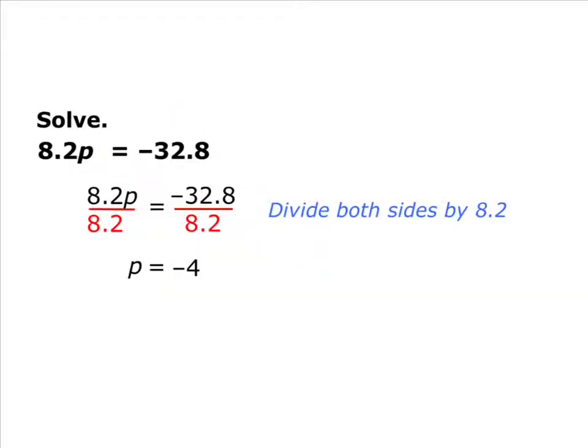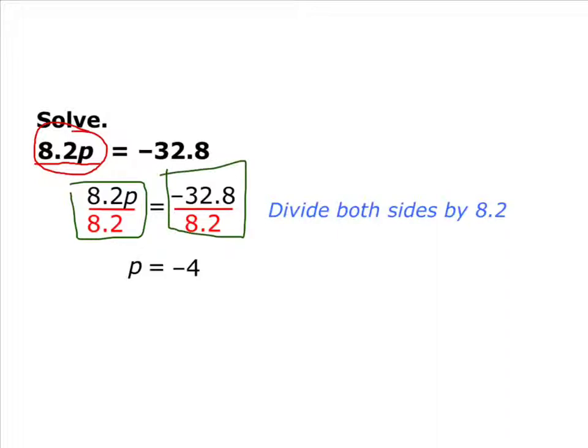Alright, let's take a look at our next example. In this one, it says 8.2p. Now that means 8.2 times p equals negative 32.8. Okay? Now, in order to solve this, we have to undo this multiplication right here. Well, how do we undo multiplication? Well, the opposite of multiplication is division, so that's what they do right here, they're dividing by 8.2 on both sides.